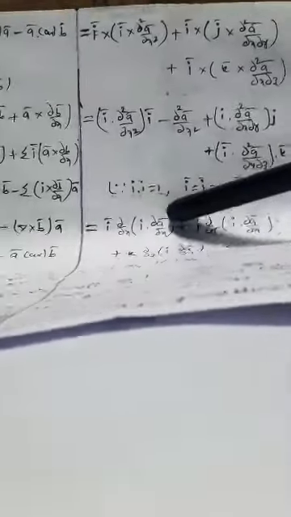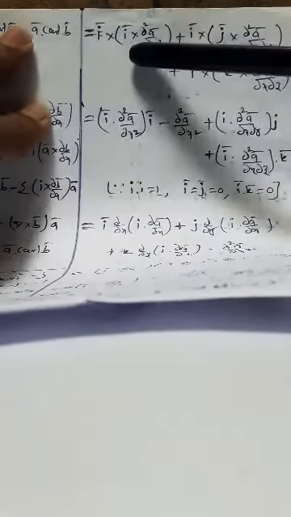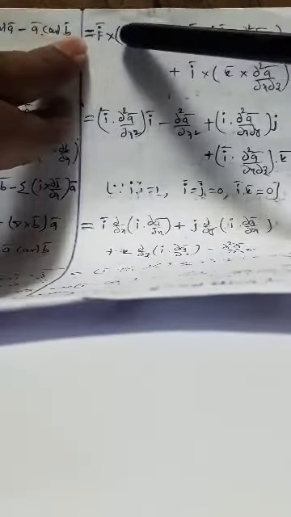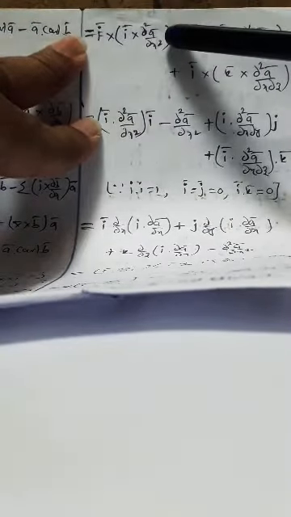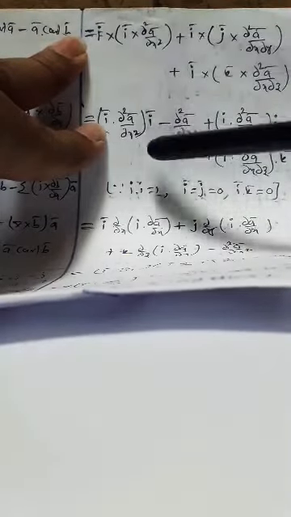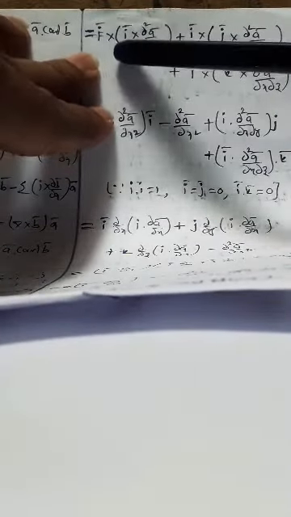So by using these formulas, a cross of b cross c is a dot c of b minus a dot b of c. So i cross i is i dot ∂²a/∂x² of i dot c of b minus a dot b of c.